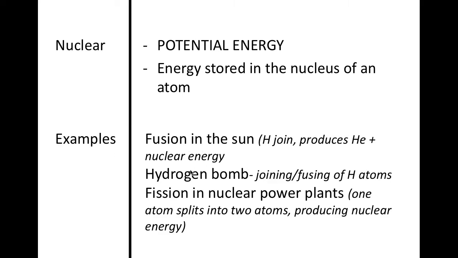Another example is a hydrogen bomb. All they did was take hydrogen atoms and join them together. By doing this, we are fusing, so it's taking fusion from the sun but doing it here on Earth, which creates a lot of energy. Fission, on the other hand, is when you take atoms and split them. You take one atom and split it into two atoms, and this releases a lot of nuclear energy.